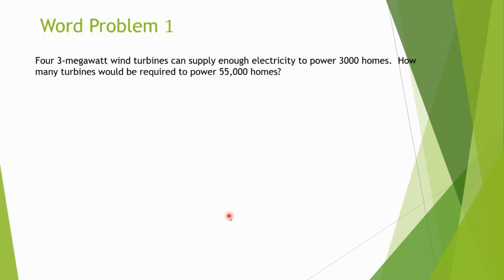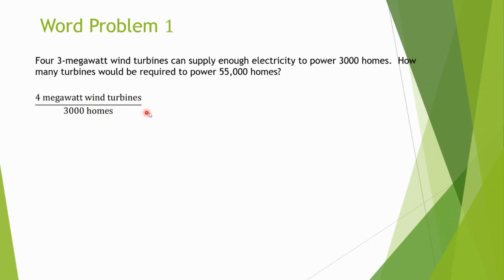So we want to know how many of these turbines could power 55,000 homes. All right, so we do have a rate immediately. One rate we get is this. We know that 4 of these turbines, probably should have been 3-megawatt wind turbines, 4 of those, but hopefully you get the idea. So we have 4 turbines are needed to power 3,000 homes. And we're dealing with those turbines powering homes. So 4 power 3,000.